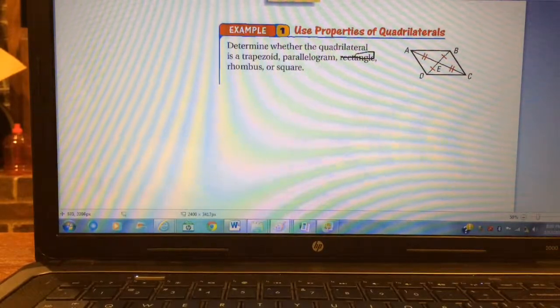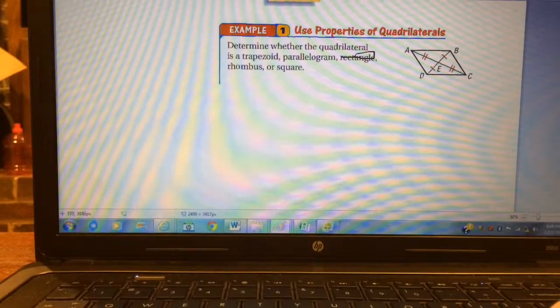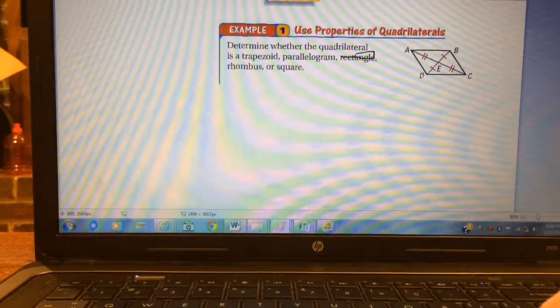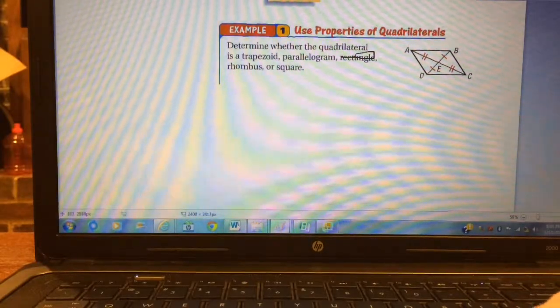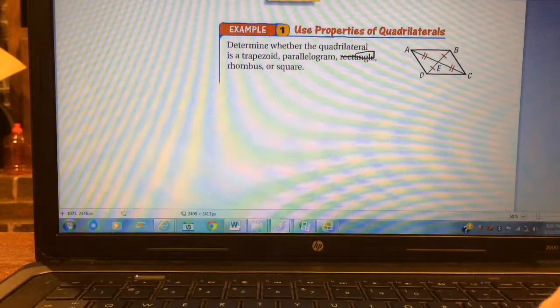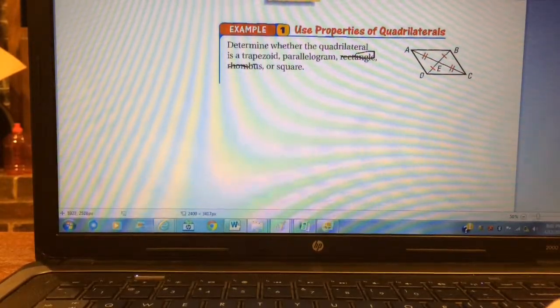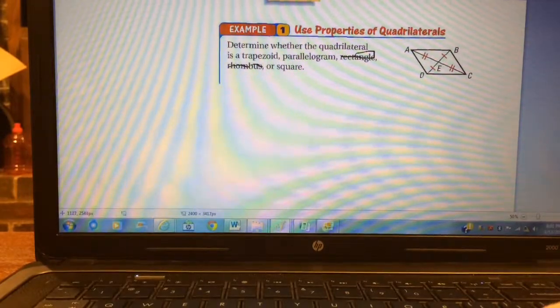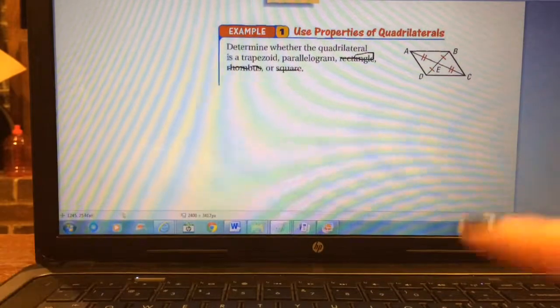Eliminate a rectangle because it does not say anything about four right angles. I can eliminate a rhombus, although actually AB and DC appear to be longer than AD and BC, so it doesn't even look like a rhombus. But we cannot call it a rhombus even if it appeared to be, because it doesn't say anything about the length of the sides. And then we know it's not a square, because if it's not a rectangle and not a rhombus, it's definitely not a square.